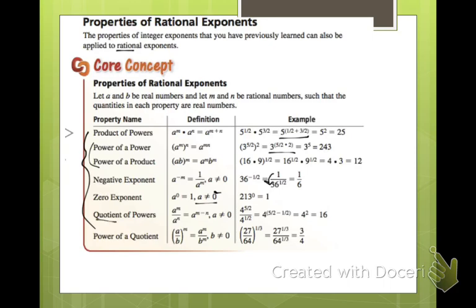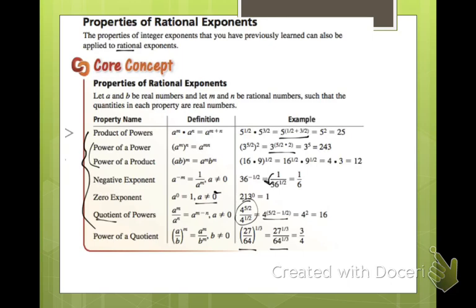If you're dividing, so quotient of powers, if you're dividing same bases, you can subtract those exponents, even if they are fractions. And then finally, this is like the power rule, but if you have things that you're dividing, like 27 divided by 64, and you're raising it to a rational exponent, it's the same thing as taking the top number to that power, divided by the bottom number to that power. And sometimes that will help you simplify.